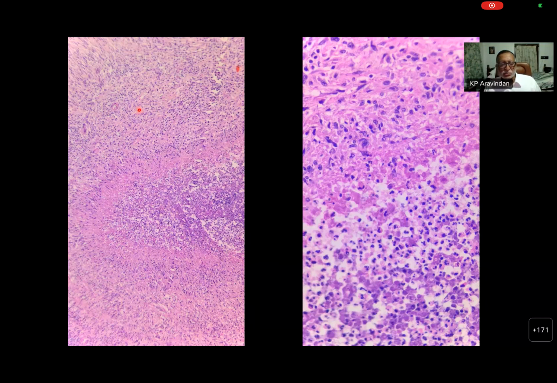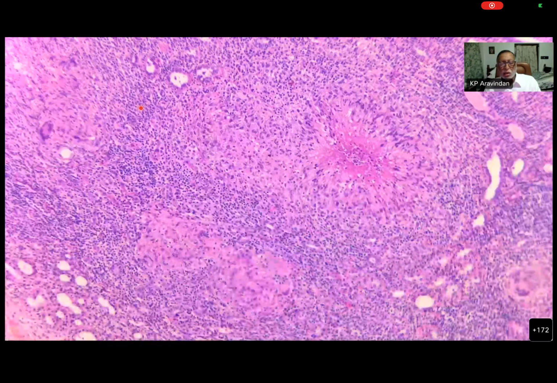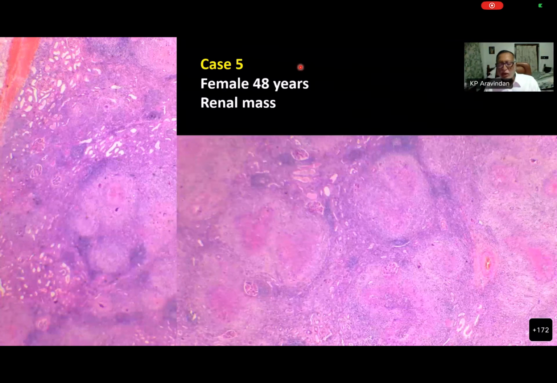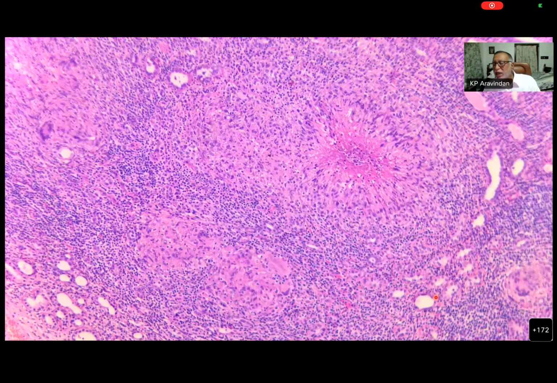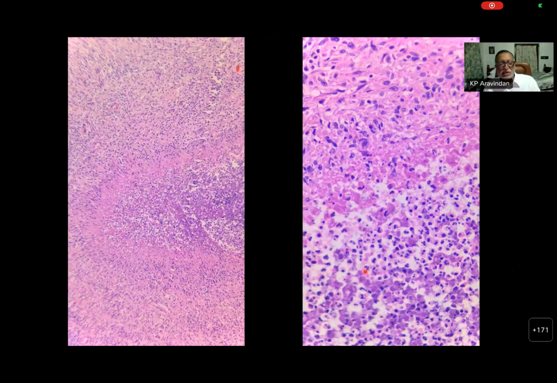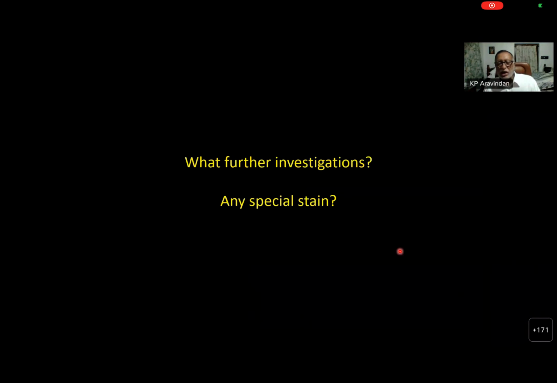What else? See this large granuloma, sometimes with an undulating border. It has not come very nicely here, but in some of these slides it has come. These are called stellate granulomas. And stellate granulomas make you immediately think of cat scratch disease, Bartonella. You should think of cat scratch disease as a possibility, or bacterial infections. So what kind of special stain would you do? What is the special stain?